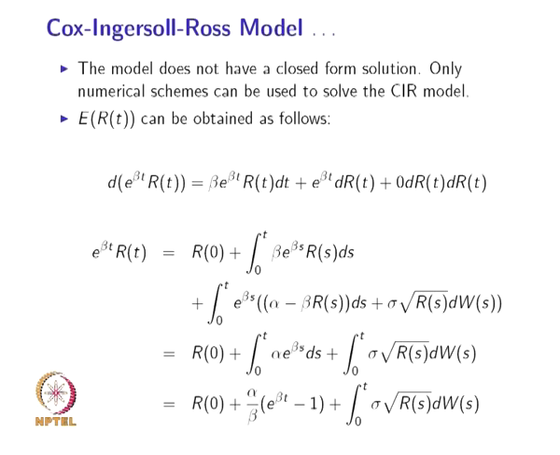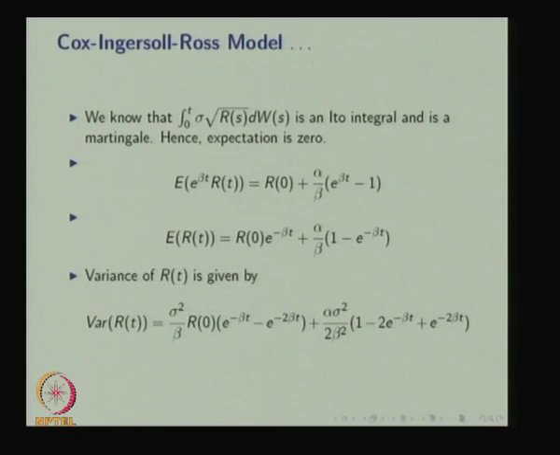Substitute, you can get the mean of... we know that. So basically we should find the mean and variance of the Ito integral from 0 to t of sigma times square root of R of s dW_s.